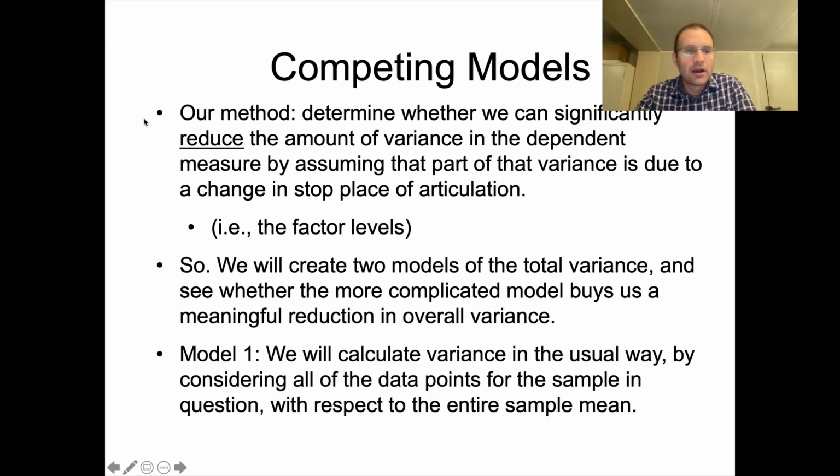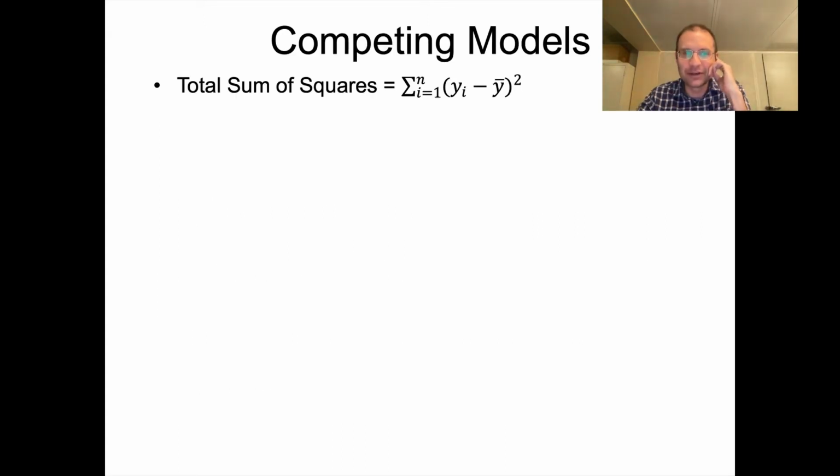Okay, so the boring model is model number 1, and for this one, we're just going to calculate variance in the usual way by considering all of the data points for the sample in question with respect to the entire sample mean. I've already asked you what variance is, and hopefully you've answered that question many times in your head. So we can just remind ourselves that we have this equation for the total sum of squares. This is the part that's on the top of the equation for variance. It's the sum of the squared differences between the individual observations of a data set and the mean of those observations.